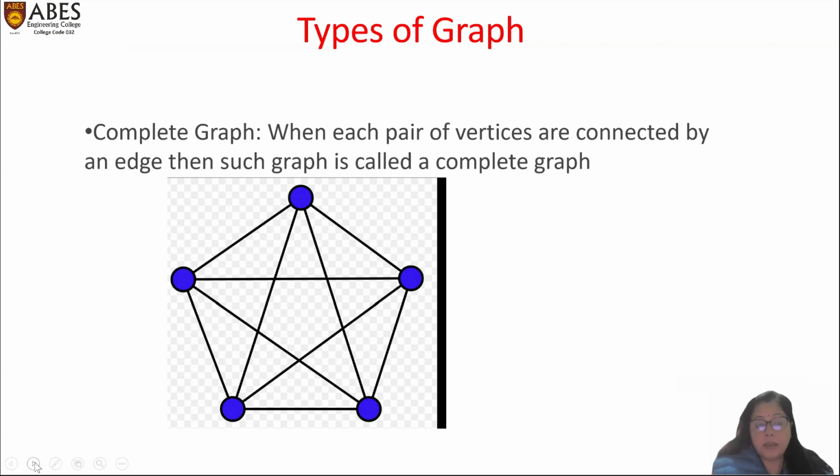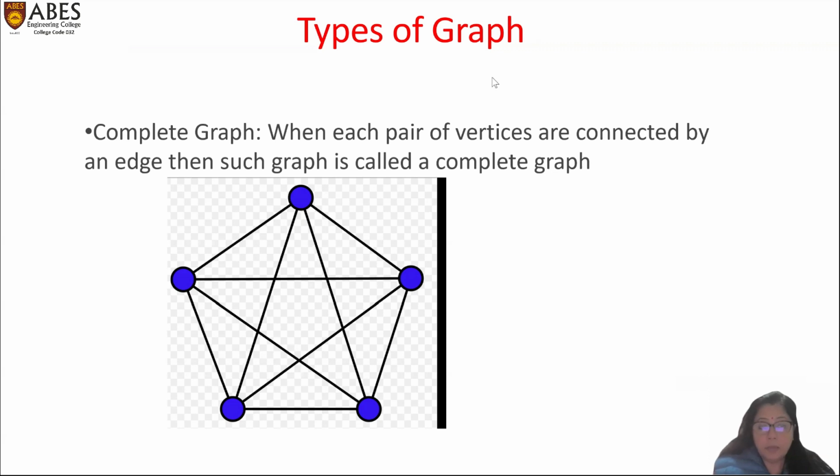Then comes a complete graph. When each pair of vertices is connected by an edge, such a graph is called a complete graph. Now, what is a complete graph? For example, if we take a vertex here, then it has a direct path to each and every vertex of the graph.